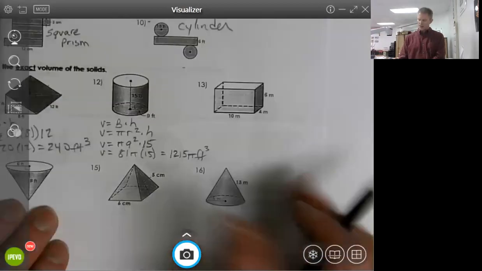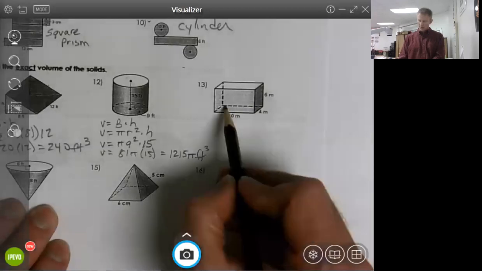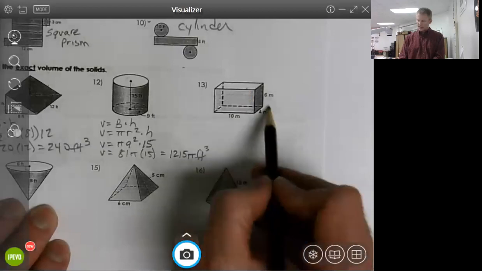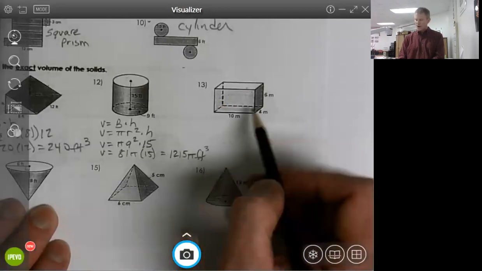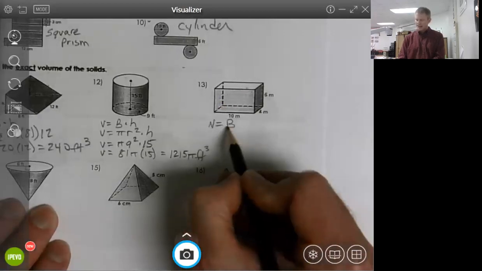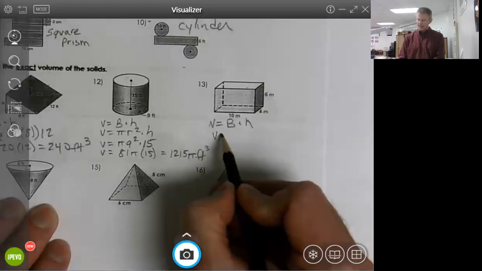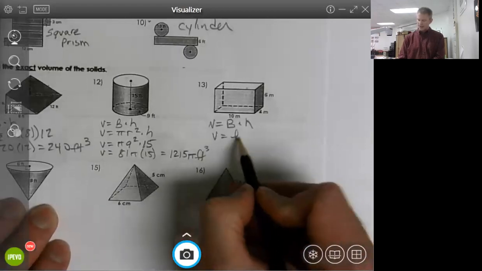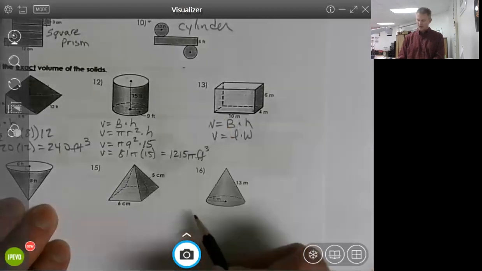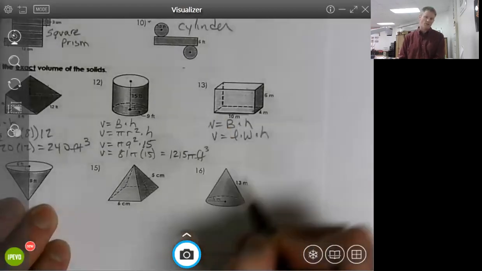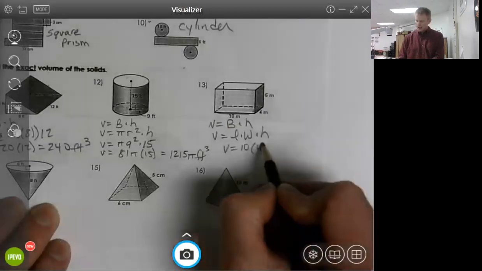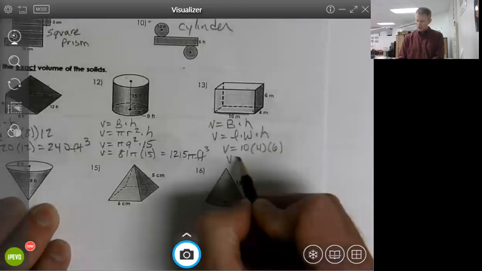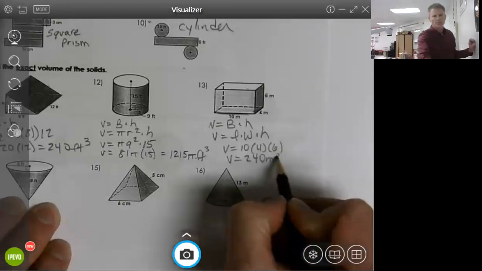Here we have a rectangular prism. You could call the base the rectangle if you wanted to, and then you fill it up, or you could call the side a rectangle since it's 4 and 6 and it fills up sideways. But the volume is going to be the base times the height. Now you might say that the base is the length and the width. That's another way to describe the volume of a rectangular prism. But that's going to be 10 times 4 times 6. That's also 240 meters cubed.